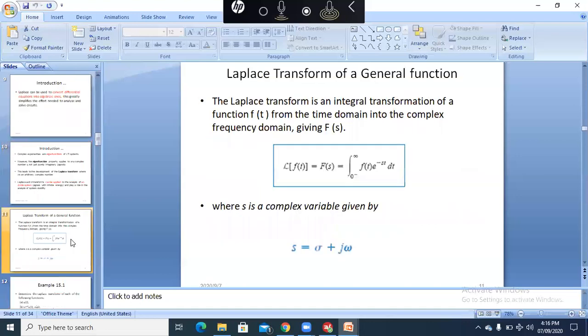Now we go on to the definition of the Laplace transform. For example, there is a time domain function f of t, and we want to take the Laplace transform, F of s. F of s is a function of a complex variable given by s equals sigma plus j omega.